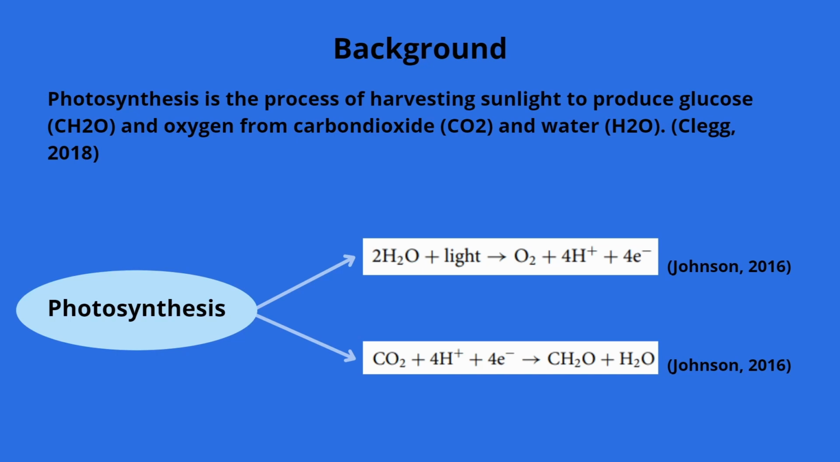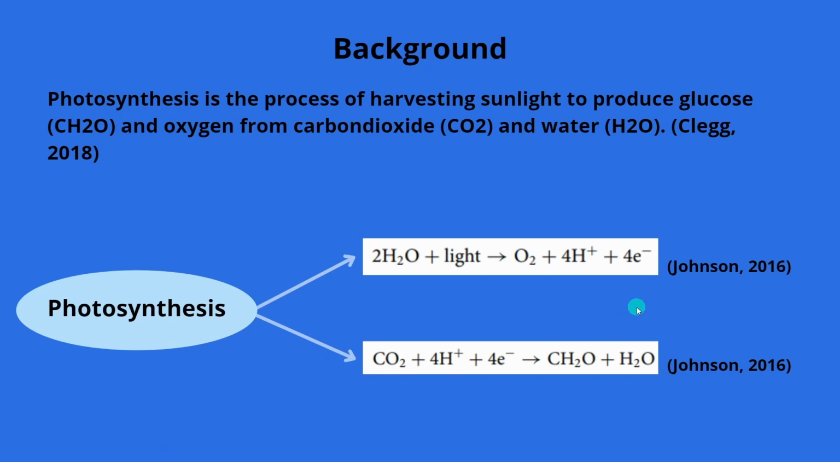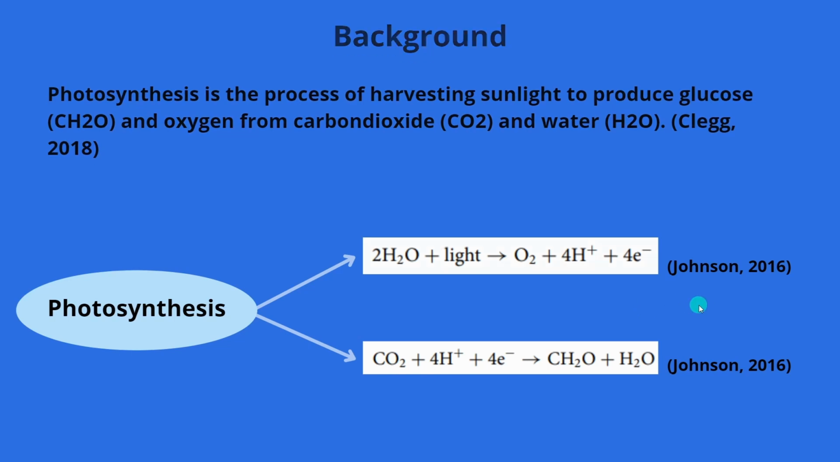Firstly, background. Photosynthesis is the process of harvesting sunlight to produce glucose and oxygen from carbon dioxide and water. In photosynthesis, there are two different processes. These are the light reaction, and then there is the dark reaction. Here, we are going to focus only on the light reaction.